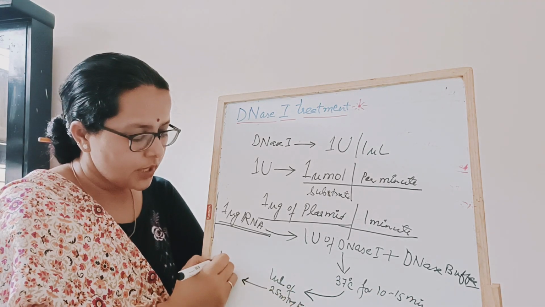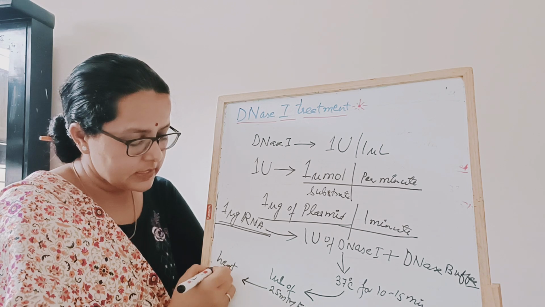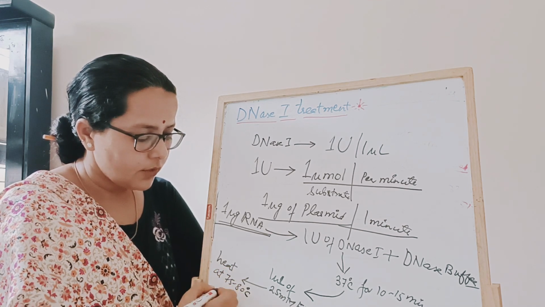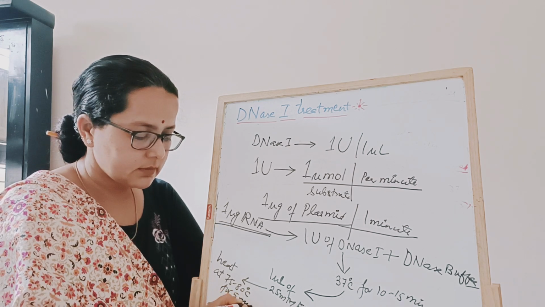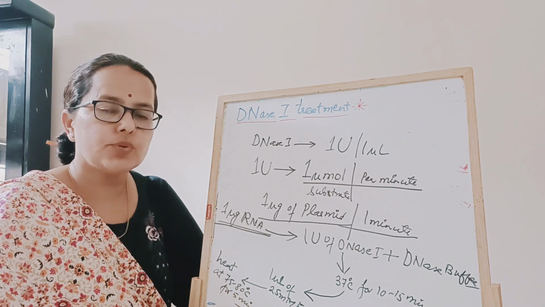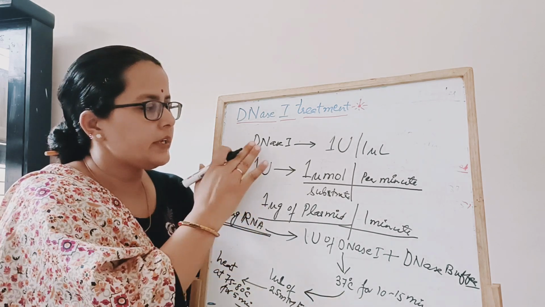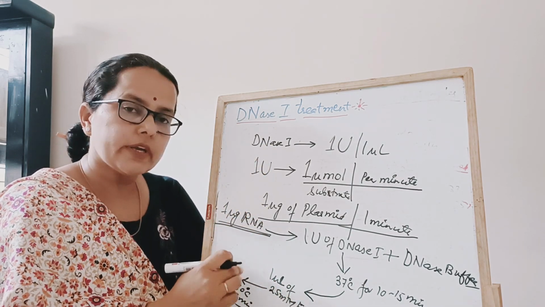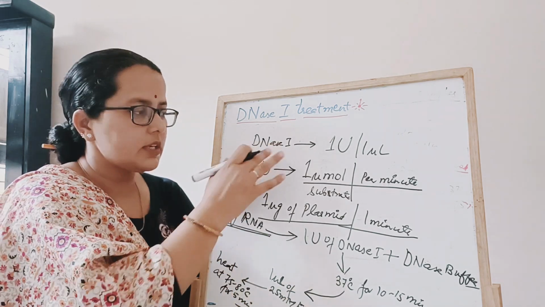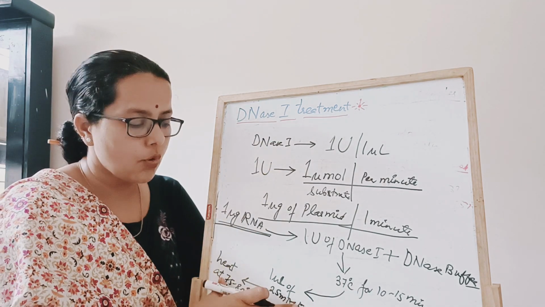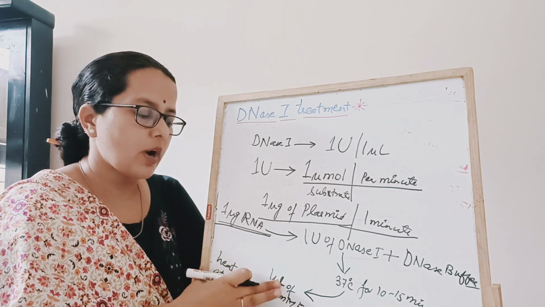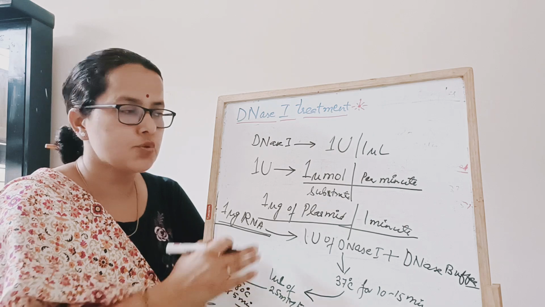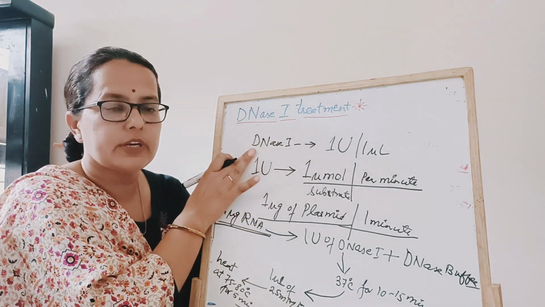Then you have to heat the tubes at 75 to 80 degrees for 5 minutes, just to further degrade your DNase I. EDTA ended its activity, but who will completely inactivate the DNase I? Your heating process. So you have to follow both steps. You have to provide the ion chelator, and then you have to heat the sample for complete inactivation of your DNase I.